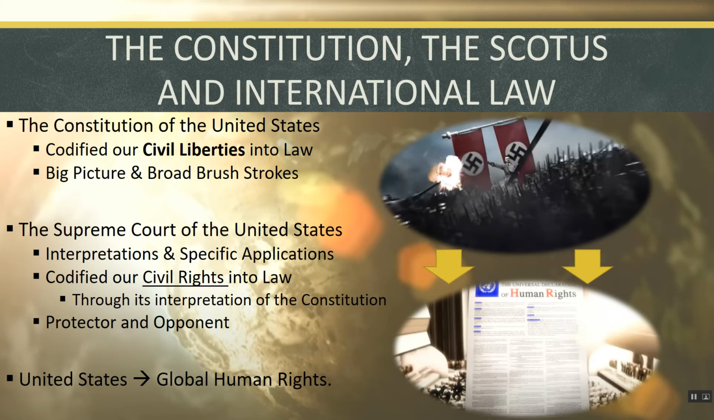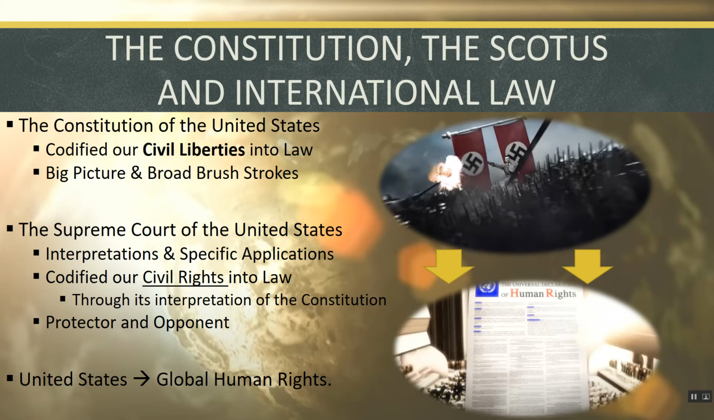However, the United States Constitution does play an important role in this discussion, because while it does not create natural rights, it does codify our civil liberties into law. And it does, in fact, provide legal protections for these civil liberties. So the Constitution of the United States relates to our natural rights in that it codifies our civil liberties into law. It codifies one of the most important types of natural right into law, and it provides legal protections for these rights in very broad brush strokes.